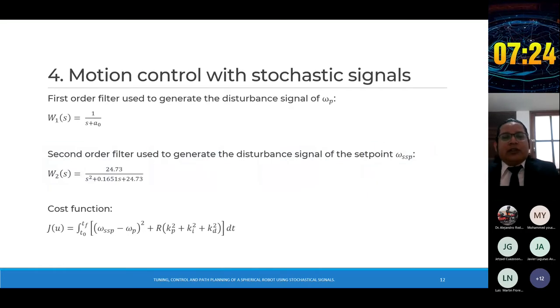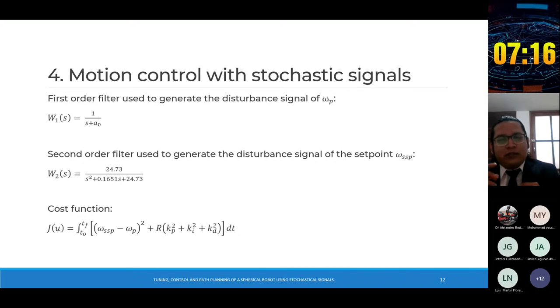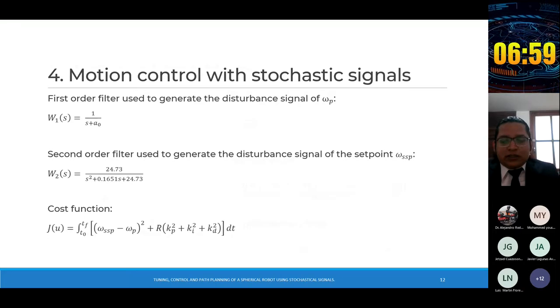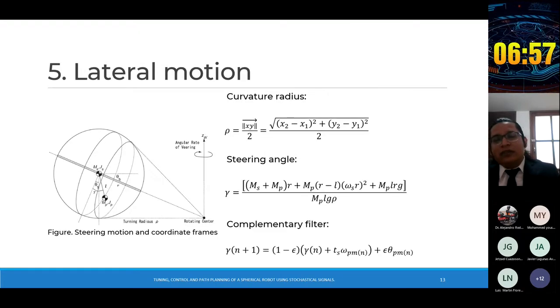So we are using two filters: one of first order, to generate the disturbance signal for the angle or the angular velocity of the pendulum, and the second order filter to generate the disturbance to the set point. So this is the cost function that we are using.